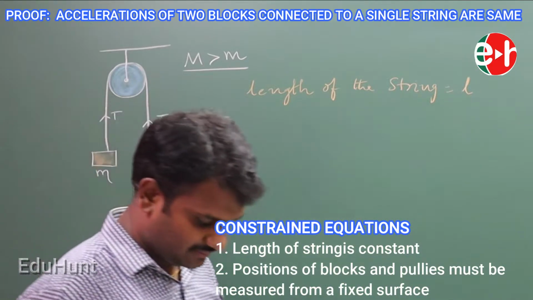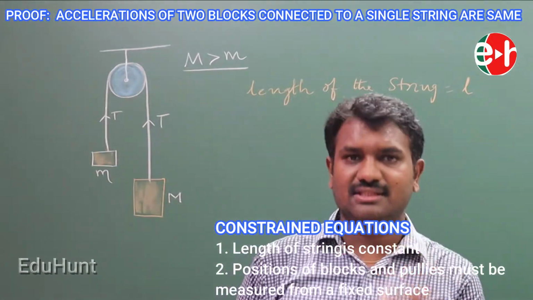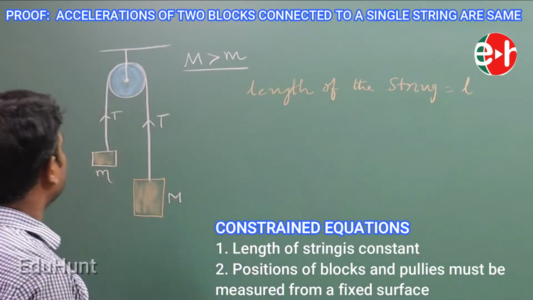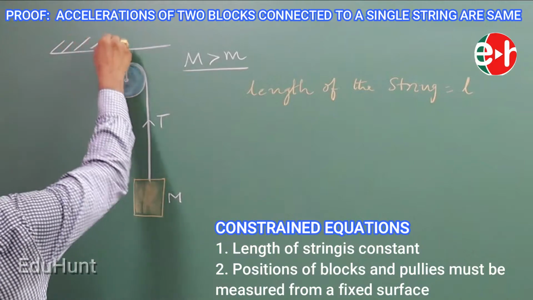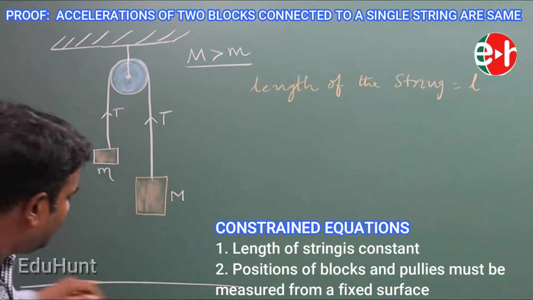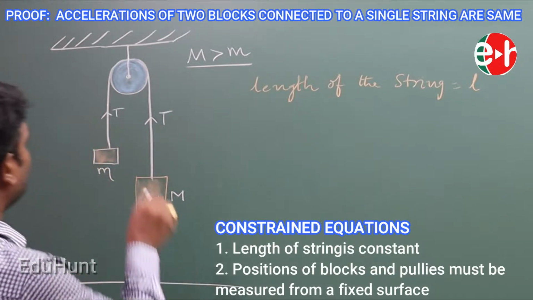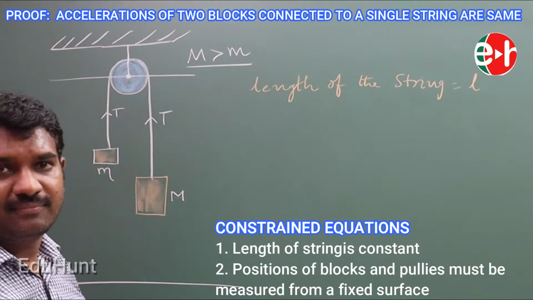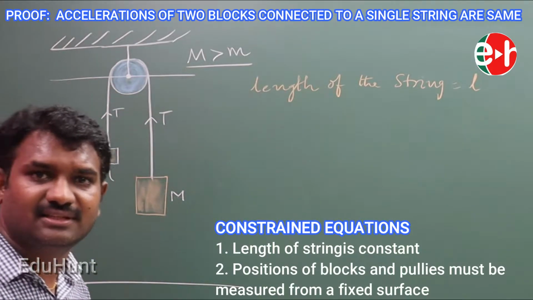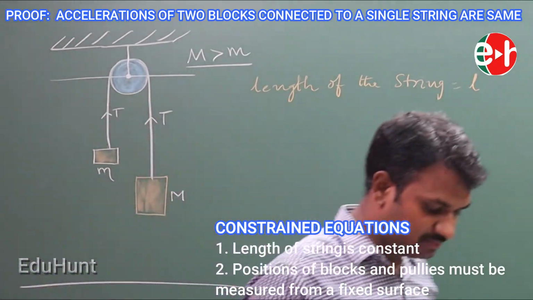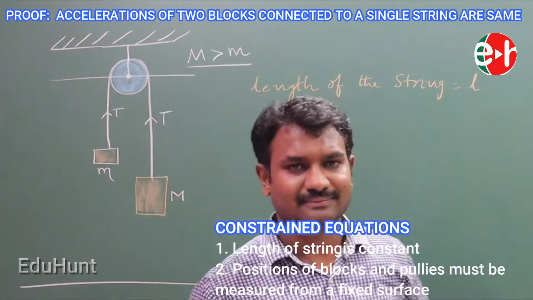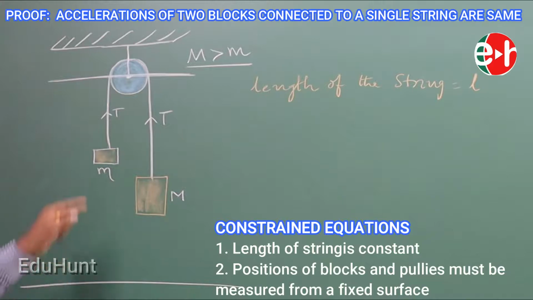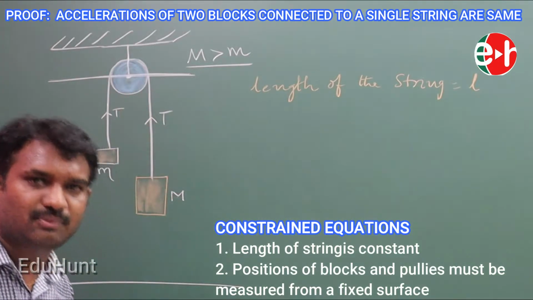And second point is, we have to measure the distances of blocks from a fixed point. So here, what is the fixed point? This roof can be treated as a fixed point. This floor can be treated as a fixed point, or the level of the pulley can be treated as a fixed point. So all the distances must be measured from a fixed surface. So that's our second point. Here I am going to take this as my reference point, and I would like to measure the distances from this point. Okay.